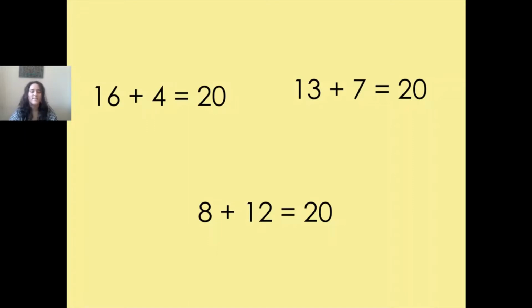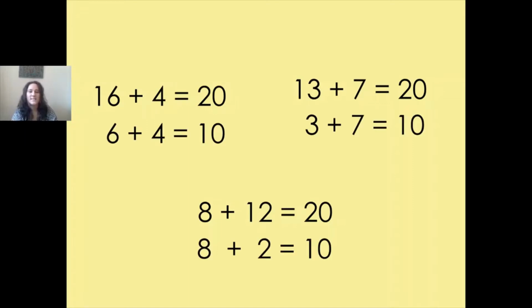Did you remember? Fantastic. We noticed that the number bonds to 20 were really similar to the number bonds to 10. 16 plus 4 equals 20, but 6 plus 4 equals 10. 13 plus 7 equals 20, and 3 plus 7 equals 10. 8 plus 12 equals 20, and 8 plus 2 equals 10. I wonder how this could help us in our learning. Let's see what we could do to find an easy way to think of our number bonds to 20.